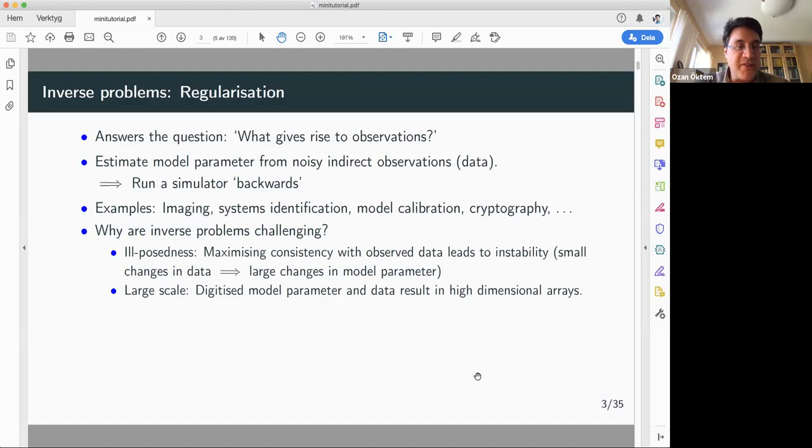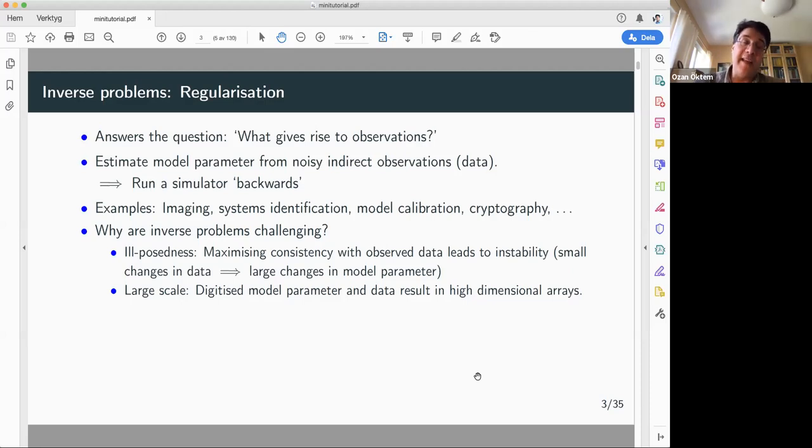And why are inverse problems challenging? Because they typically are ill-posed, which, if I phrase it a bit vaguely, would mean that if you try to maximize consistency against observed data only, you typically end up with an ill-posed or unstable solution, which means that a small change in data implies a large change in your model parameter. So it's not enough just to match your indirect observations. You need to do something beyond that.